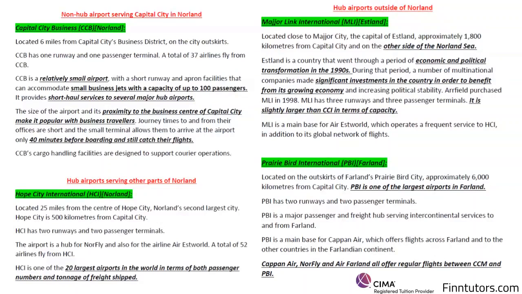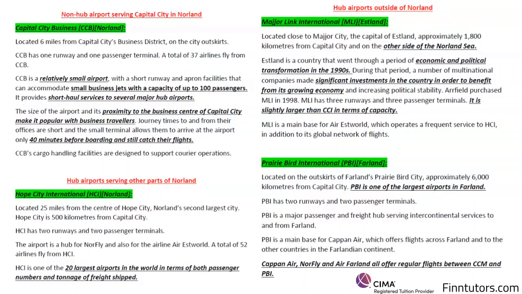For these airports, they are 2 in capital city: Capital City International and Capital City Max. You also have a non-hub airport, which is Capital City Business. You have another 3 hub airports. One is Hope City International. So this is also part of Norland. The other 2 are outside of Norland: Major Link in Estland and Prairie Bird in Farland.